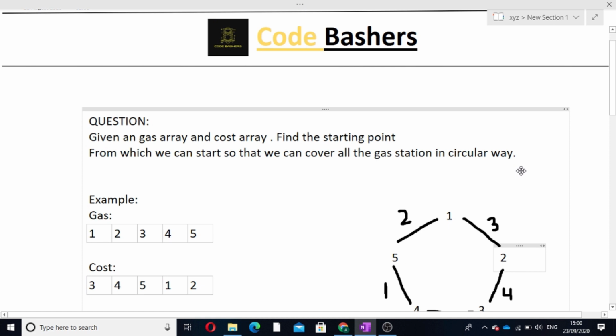Today's question is gas station. In this question, we are given a gas array and a cost array. We have to find the starting point from which we can start so that we can cover all the gas stations in a circular way.